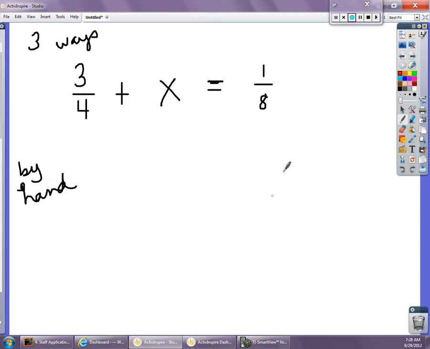Now, we're going to talk about fractions and equations, and this is probably going to be new to what you've done in the past. There's actually 3 ways to solve this problem. So go ahead and write this problem down, and we're going to talk about all 3 ways.